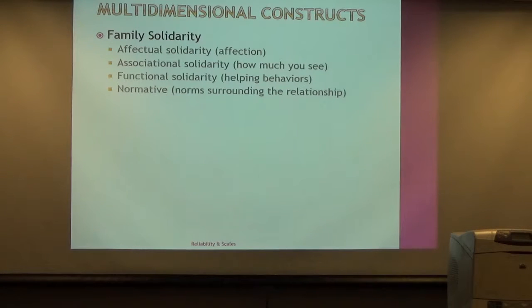So there's affectual solidarity, so how much affection do you feel for these people in your family? Associational solidarity, how much do you see these people or associate with these people in your family? Functional solidarity, how much do you help and the people help you, right? So how much do your family members help each other? And normative solidarity, what are the norms surrounding your family and the relationships within that family? Every family has different norms, right?